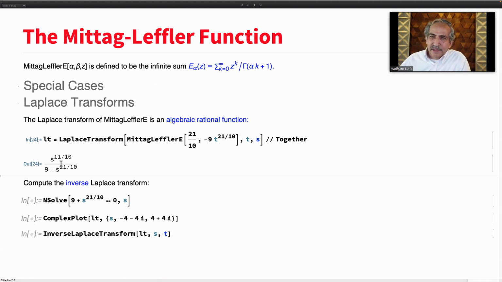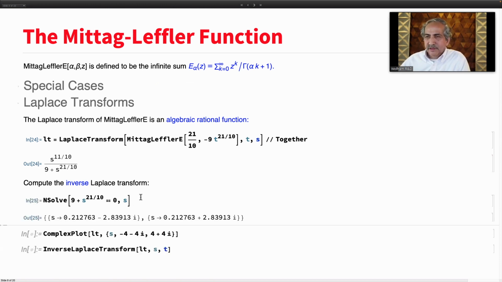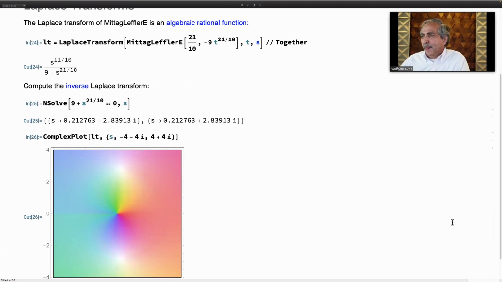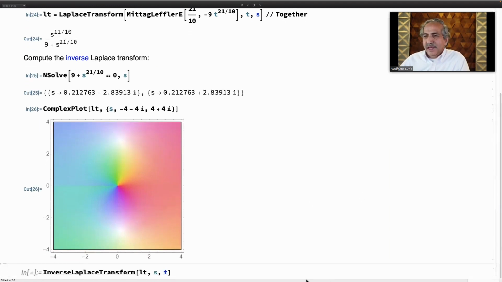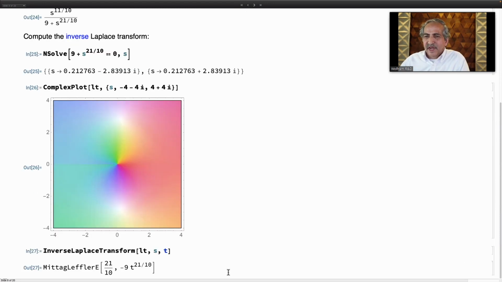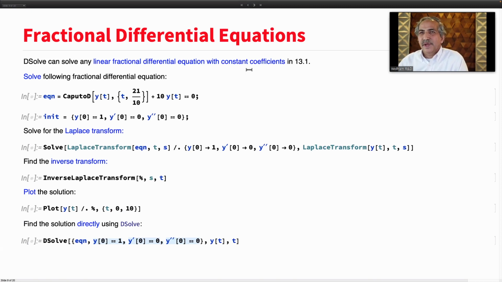Now, the denominator over here is a fraction of an algebraic function. So I ask, what are the zeros? There are two of them. I do a complex plot. You see there are two poles over here. And then if I do an inverse Laplace transform over here, then I get back the same Mittag-Leffler. So Mittag-Leffler is what lets us bridge the gap between classical calculus and fractional calculus. And now I'm ready to talk about the most important applications of fractional calculus, namely fractional differential equations.